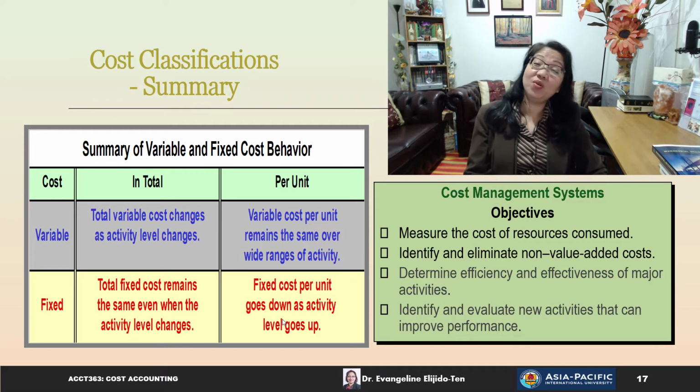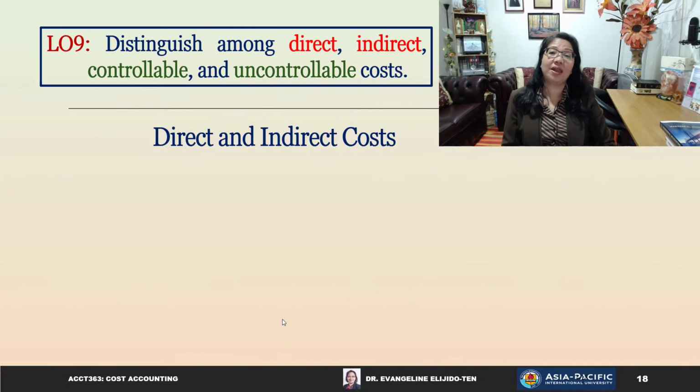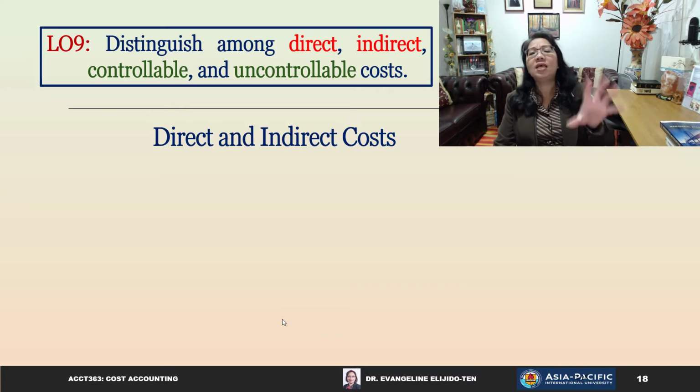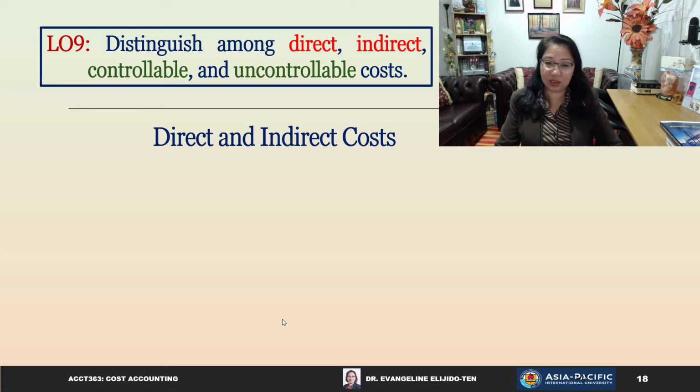Right. Let's move on to Learning Objective 9. Here, we will distinguish among direct, indirect, controllable, and uncontrollable costs. We have already been introduced to direct costs, direct materials, direct labor. So those two costs are direct costs. Direct cost to what? Perhaps that's a question that we should ask. All right, so let's look at direct costs first.